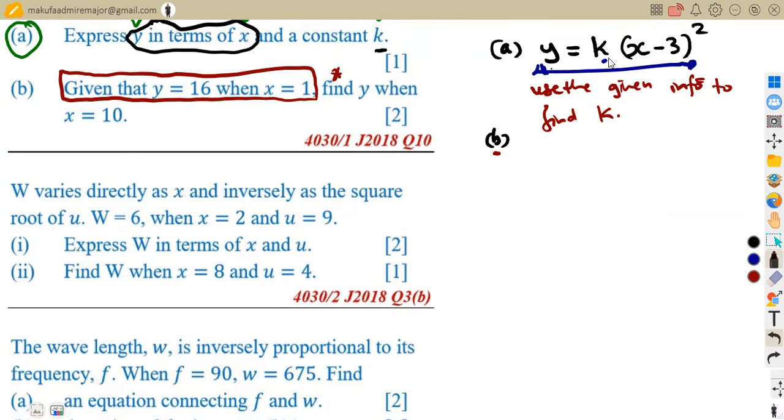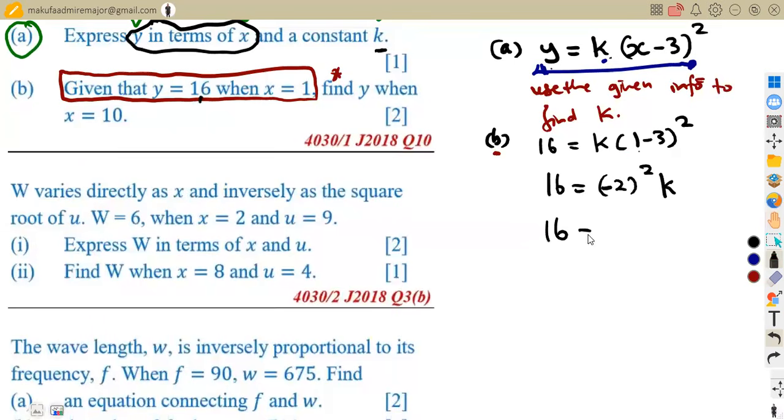So we are given that y is equal to this part. So y there is 16. So 16 is equal to k into x. Our x is 1, so it's going to be 1 minus 3 squared. So 16 is equal to 1 minus 3, that's minus 2 squared, times k. Minus 2 times minus 2, a negative and a negative, is a positive. So we obtain 4k. Divide by 4 on both sides. So our k is going to be 4.